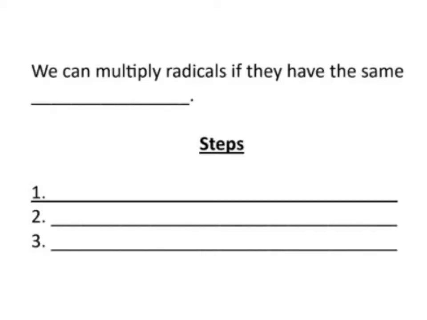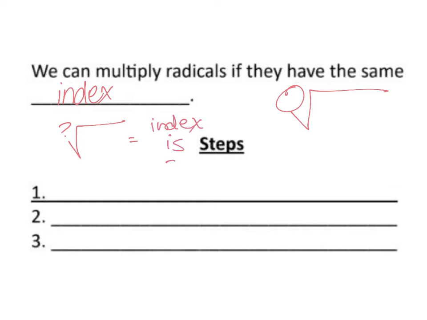All right, ladies and gentlemen, we're going to be multiplying some radicals. So let's see what we have here. First of all, we're going to talk about the process. We can multiply radicals if they have the same index. Remember, index is the number that you see here. If there is not a number, the index is 2. Okay, so if there's no number, the index is 2.